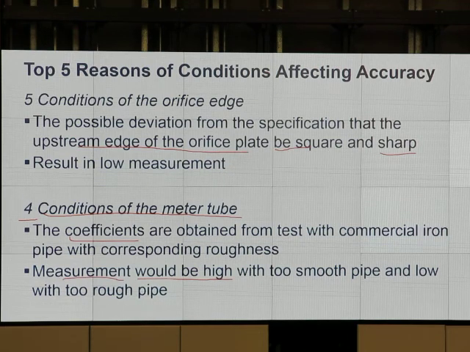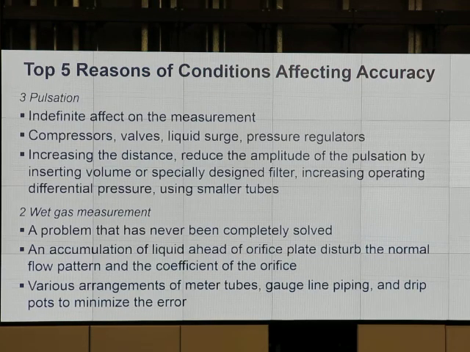Measurement would be high with too smooth a pipe and low with too rough a pipe. So the condition of the pipe matters. If the pipe is getting old, that affects the accuracy. Pulsation: we don't want pulsation at the orifice. Let's say we have a compressor. A compressor has pulsation. That causes error in the orifice plate measurement.